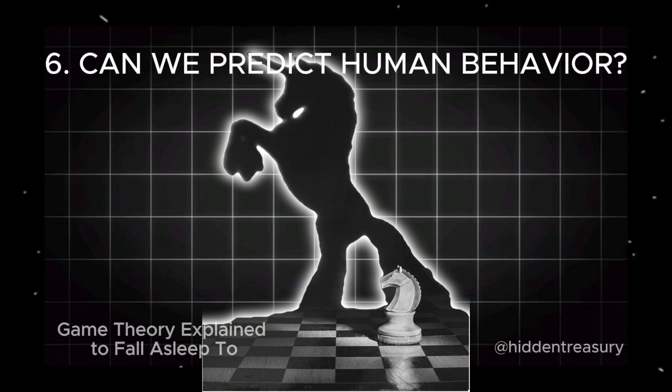Over time, researchers have adjusted for these limits. Behavioral models now include uncertainty, bias, and habit. They use data from psychology, sociology, and even neuroscience to fill in the gaps. Still, no model can fully predict how a person will behave in every situation.